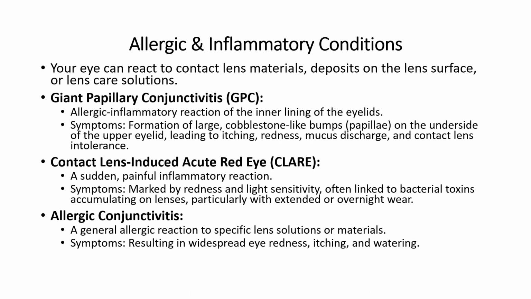Your eye can also react to contact lens materials, deposits that build up on the lens surface, or even the care solutions you use, leading to allergic and inflammatory conditions. One common one is giant papillary conjunctivitis, or GPC, which is an allergic inflammatory reaction of the inner lining of your eyelids. This can cause cobblestone-like bumps to form on the underside of your upper eyelid, leading to itching, redness, mucus discharge, and making you intolerant to your contact lenses.